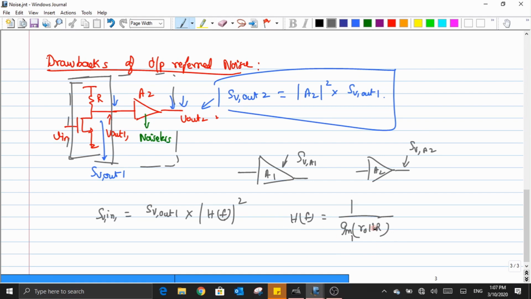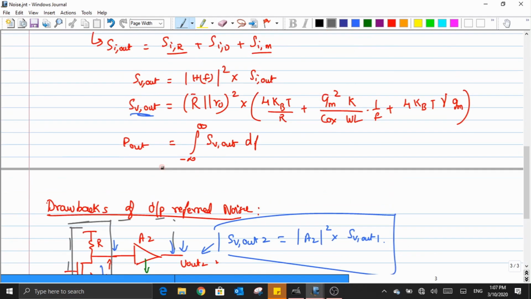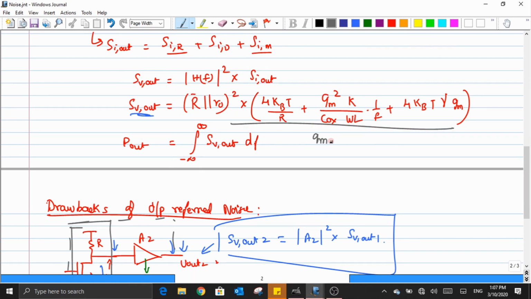So just by substituting this into the expression that we have got in the previous case, I have to divide this entire quantity by a factor of gm1 square, rho1 in parallel with r, the whole square. Okay, and the result of this is nothing but my SVN.